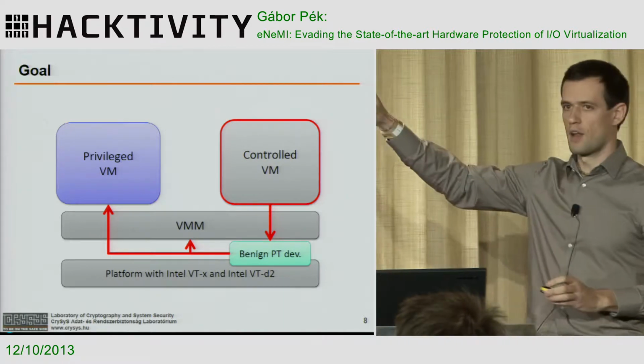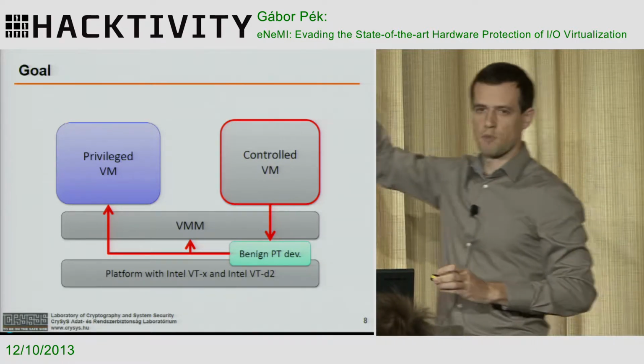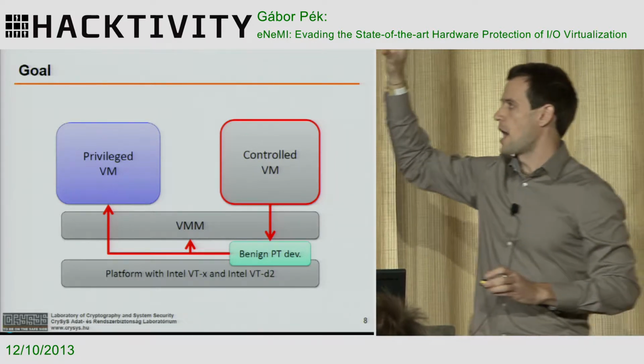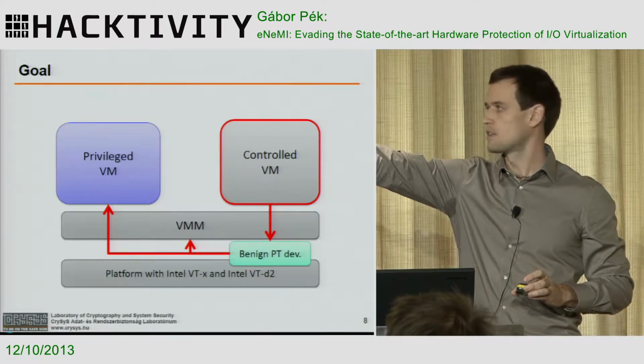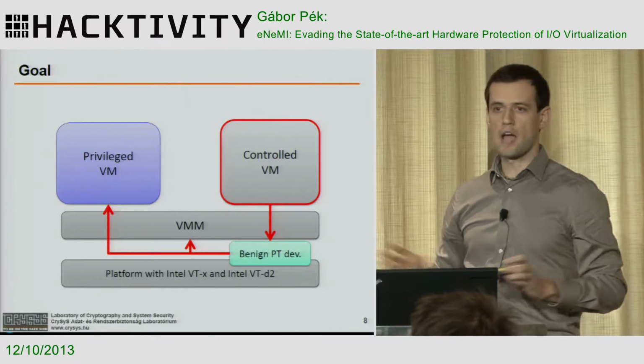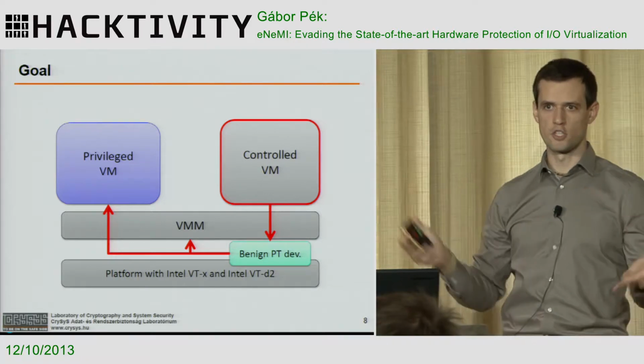So this is the threat model. This is the goal, what we want to do. In this presentation, I would like to do something like this. I have a controlled VM. I have a device directly assigned, a benign pass-through device. So the firmware is not infected. Everything is correct. I can only control the VM, so I have root privilege in the VM.